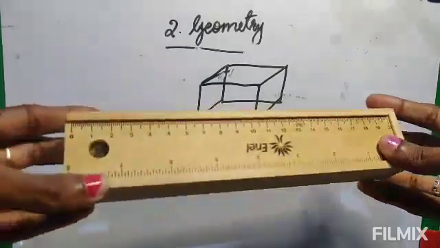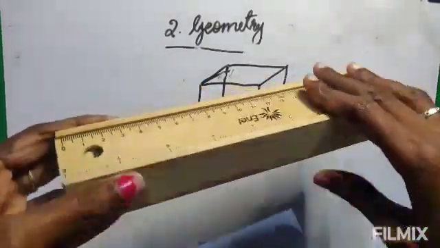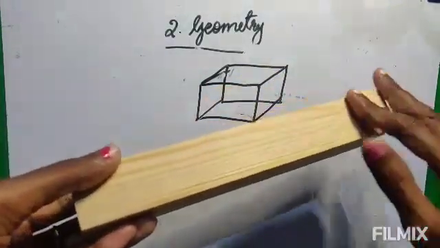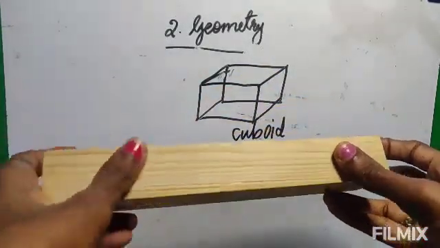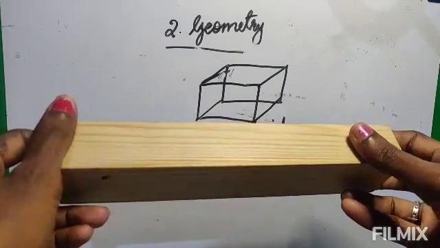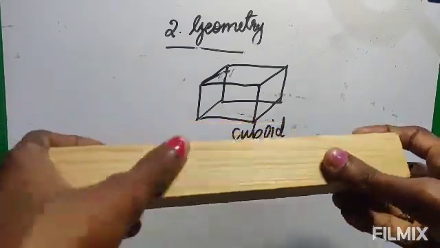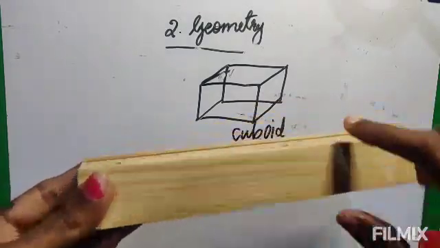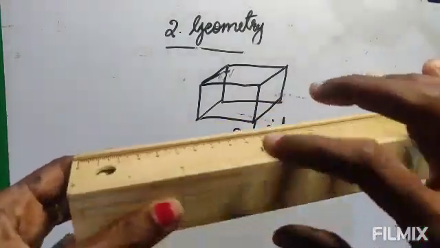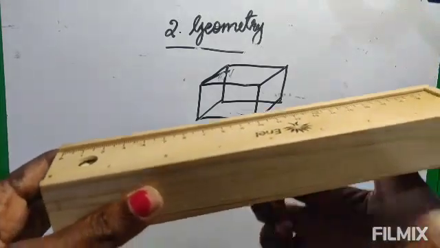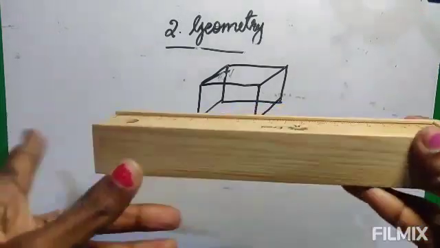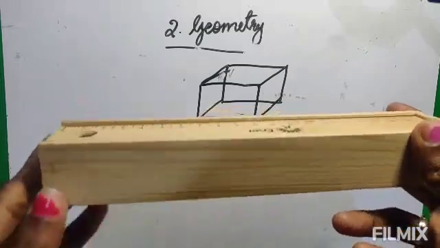Okay, so now you see this flat surface. This flat surface is called the face. So the flat surface is called the face. You must know what a face is. How many faces are there? 1, 2, again back side 3, down 4, right side 5, left side 6. So there are 6 faces.